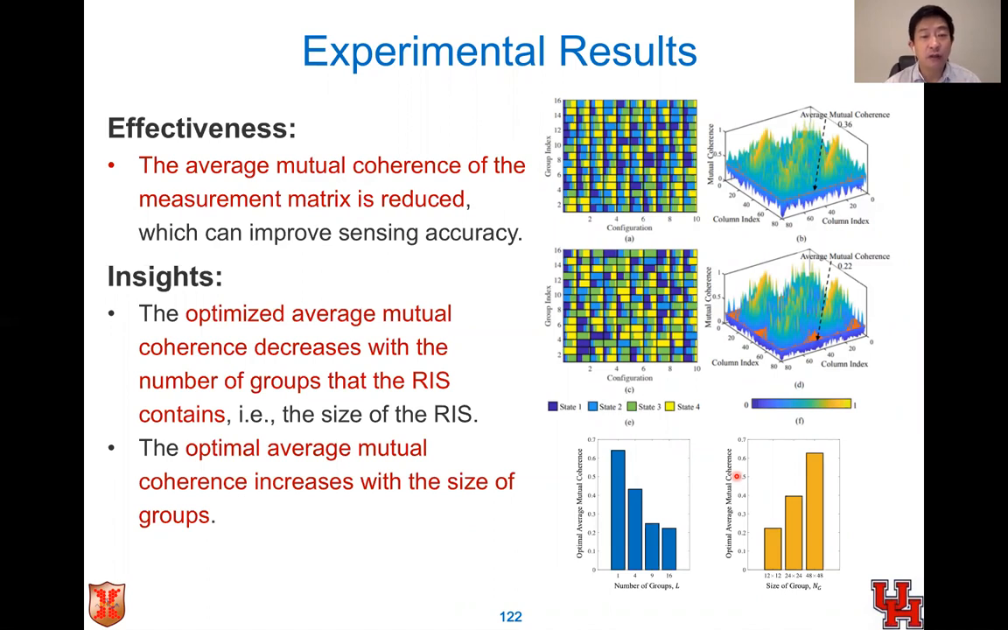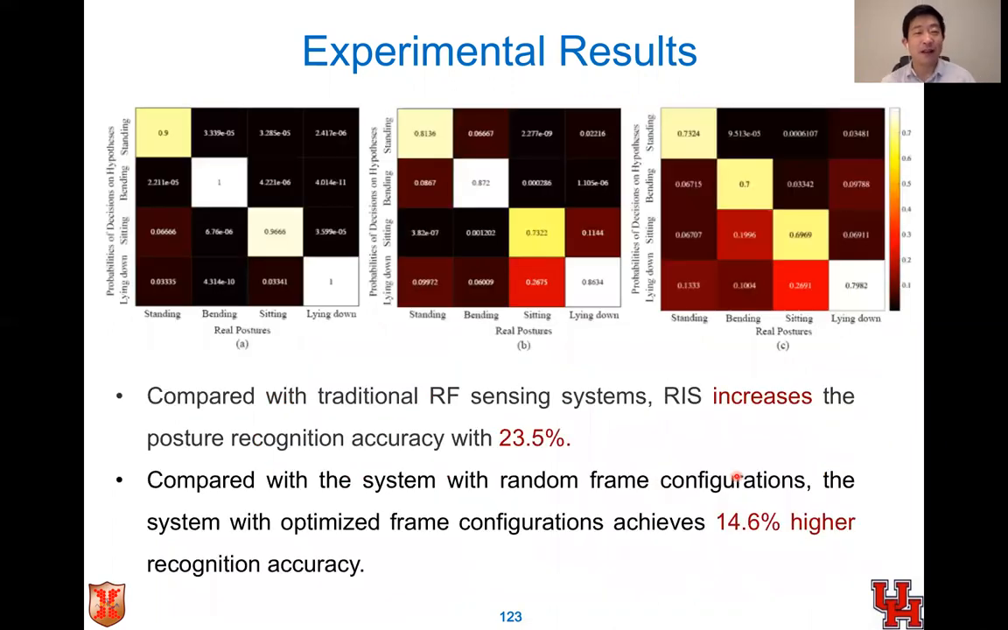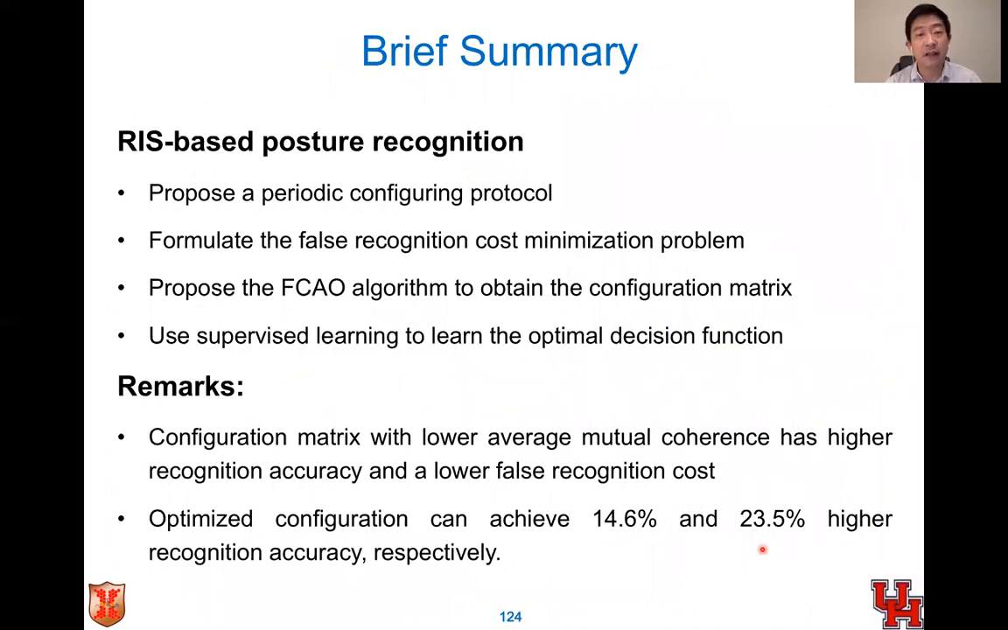The average mutual coherence of the measurement matrix is reduced. And the optimized average mutual coherence decreases with the number of groups that the RIS contains. And the optimal average mutual coherence increases with the size of the group. Okay, so I just read it, but I don't quite understand. And also, we compare with the traditional RIS sensing, and it increased the posture recognition by 23%. And compared with the random frame configuration, they achieve 14.6% higher improvement. So here is a summary.